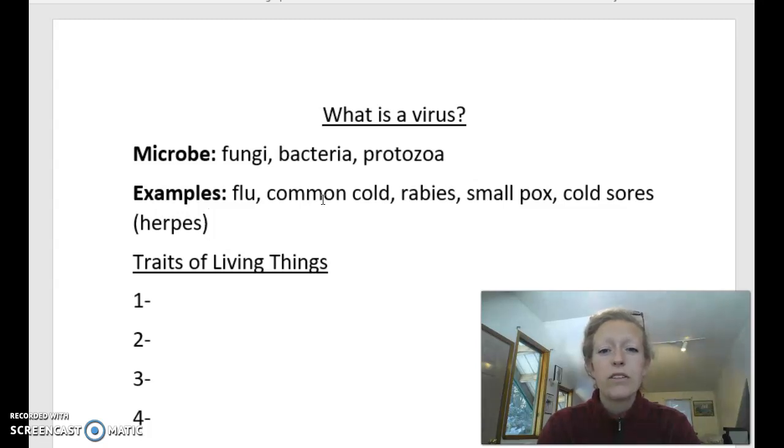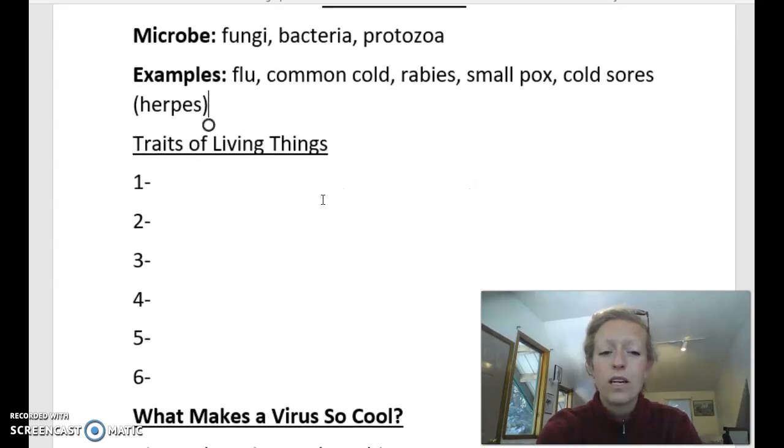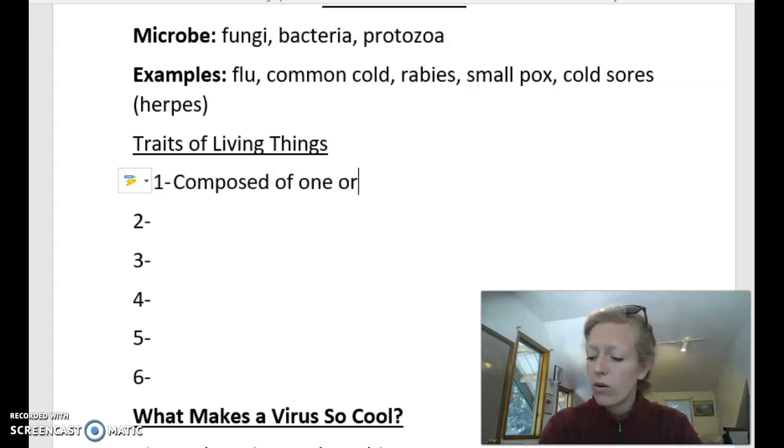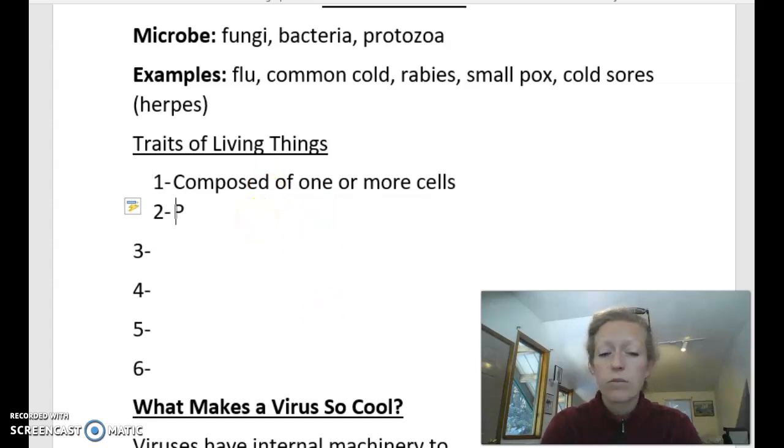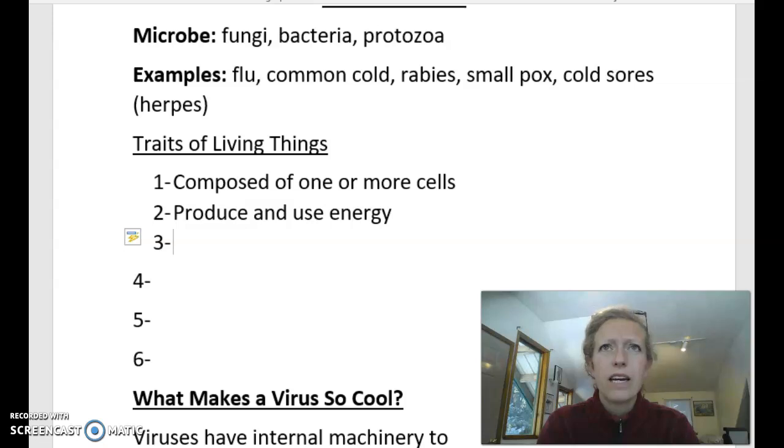Before we dive further into viruses, let's establish traits of a living thing, because viruses are kind of in this weird, itchy gray area. They're not really living, they're not really not living. So the traits that define a living thing are these. Living things are composed of one or more cells. Living things produce and use energy. As I'm writing these points out, think of examples that you might be able to attach to each characteristic.